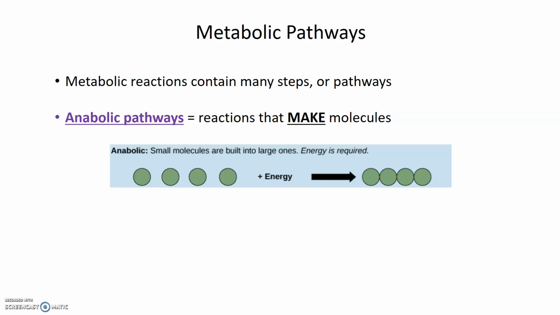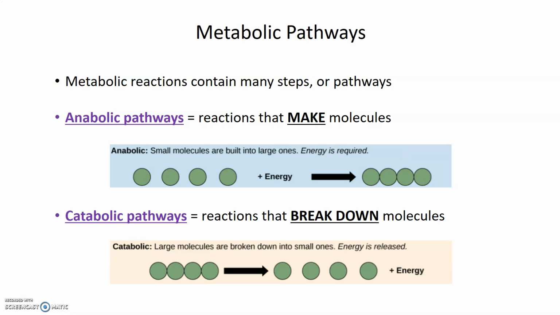Typically, a metabolic pathway or a reaction contains many steps. And some of these steps involve the making of molecules, or synthesis, and these are known as anabolic pathways or anabolic reactions. Anything that's anabolic makes a molecule. So something like this image seen here, where there are small molecules, individual green circles, and they're built into a larger molecule here. Anabolic reactions require the input of energy in order to take these individual subunits and make them into something else.